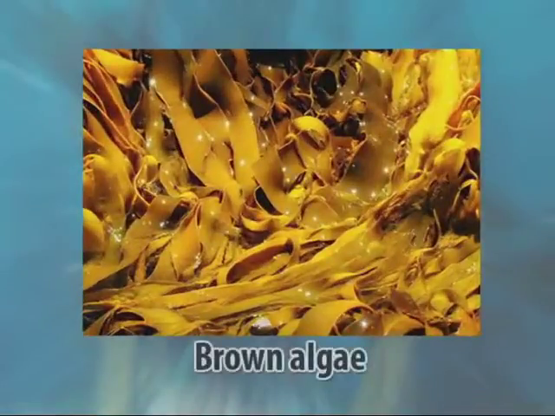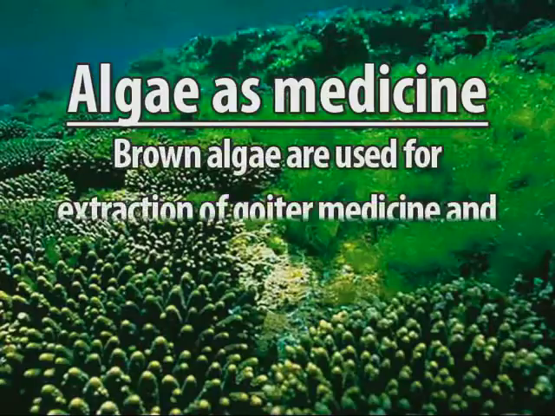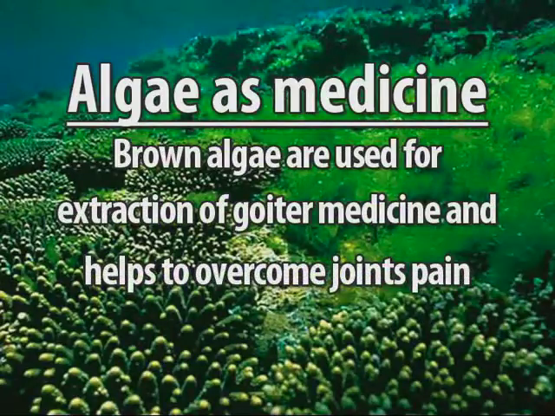Among the different alga, the important medicinal sources are, number one, brown algae. That is, those algae which are actually used for extraction of goiter medicine that will in turn overcome whatever problems one is suffering from, the pain of joints, etc.